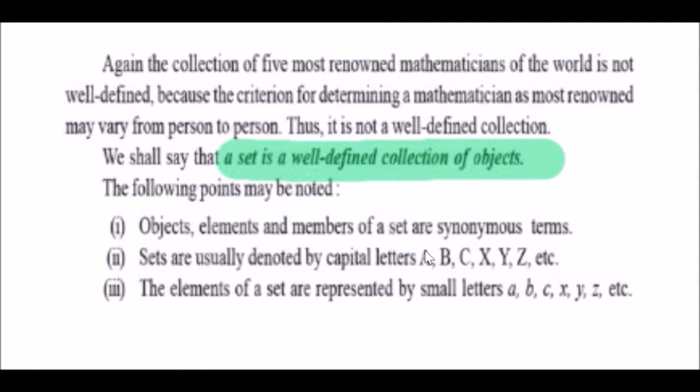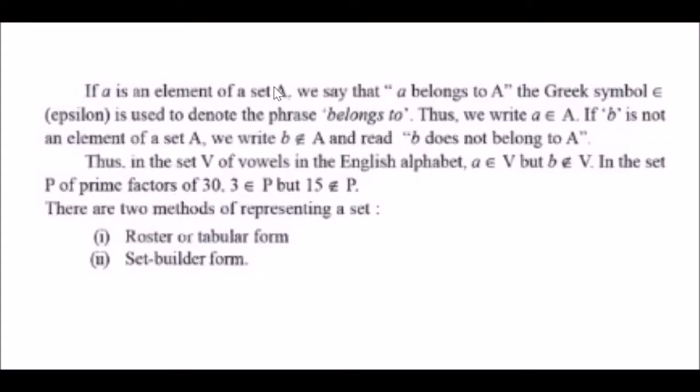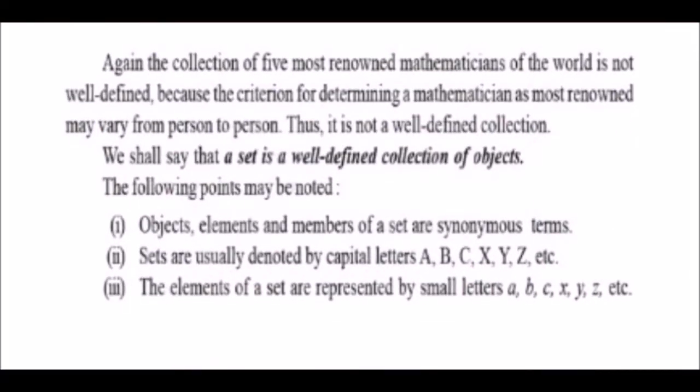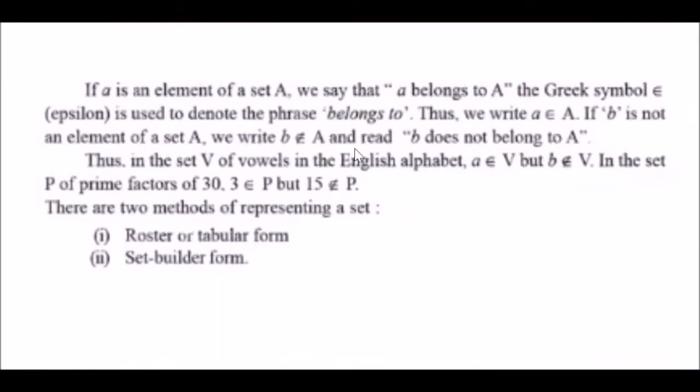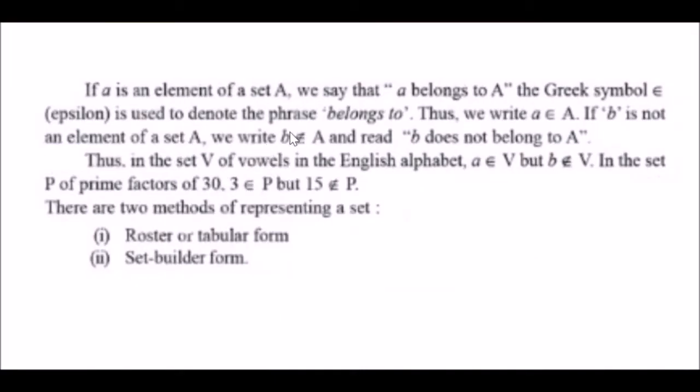Sets are represented by capital letters A, B, C, like this, and the elements inside a set are in small letters. If a is an element of set A, we say a belongs to A. This is our belong sign, and the non-belong sign would be like this. If a does not belong, we say that it does not belong.